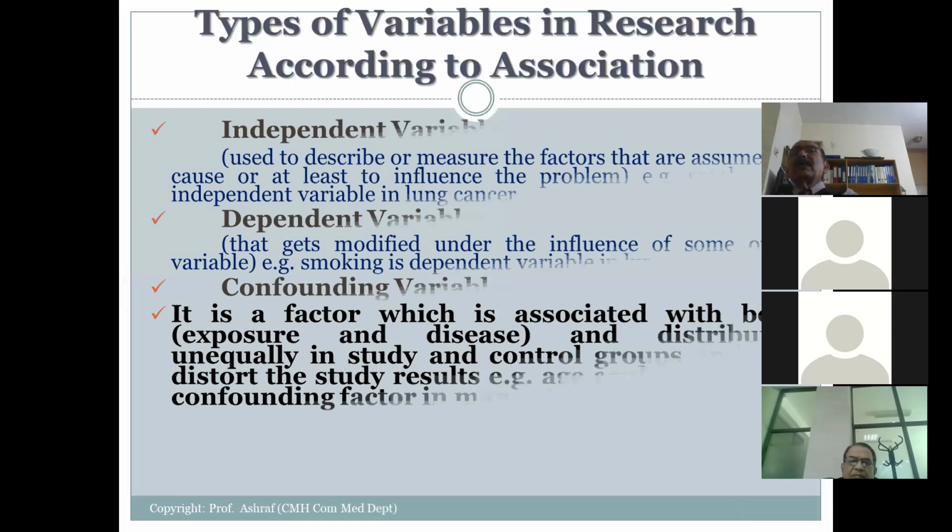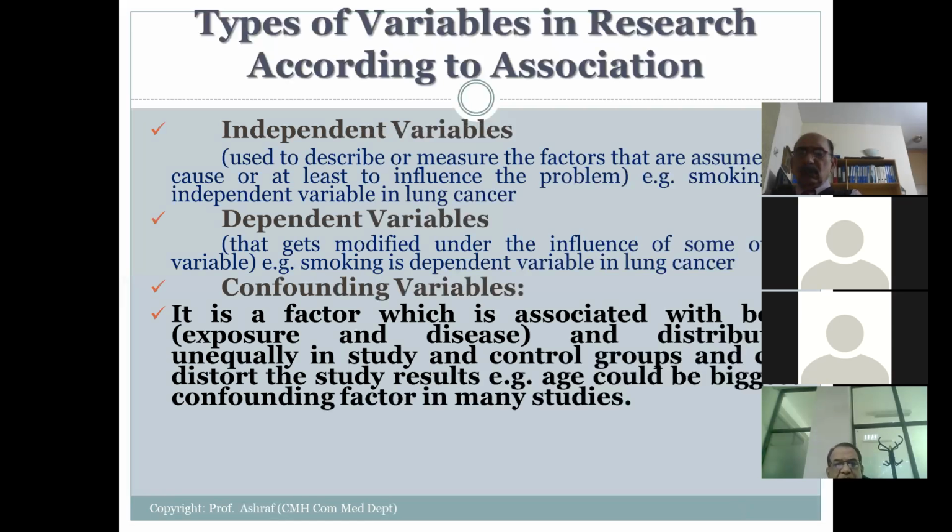Now, once you do analysis in SPSS, sometimes it asks you what is the dependent variable. You have to define the dependent variable and the independent variable. The independent variable is used to describe or measure the factor that is assumed to cause or at least to influence the problem. For example, smoking causes lung cancer. Smoking is the independent variable, whereas the resulting outcome, lung cancer, is the dependent variable.